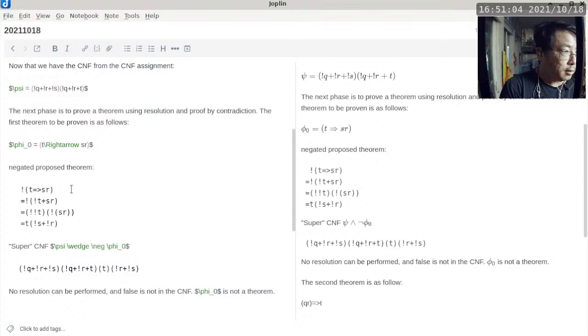Okay. T does not mean true in this case. T is one of the variables. I usually use 1 to represent true, not T. I have been using that notation since the beginning of this class.